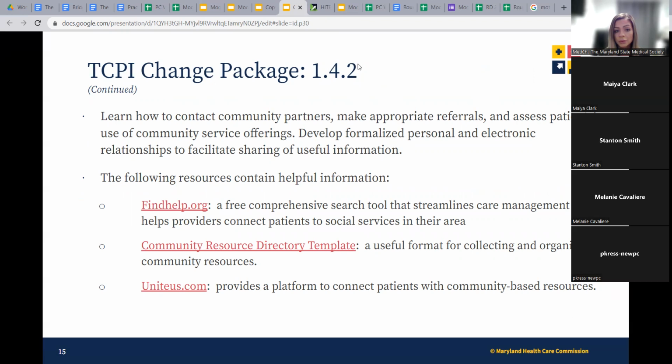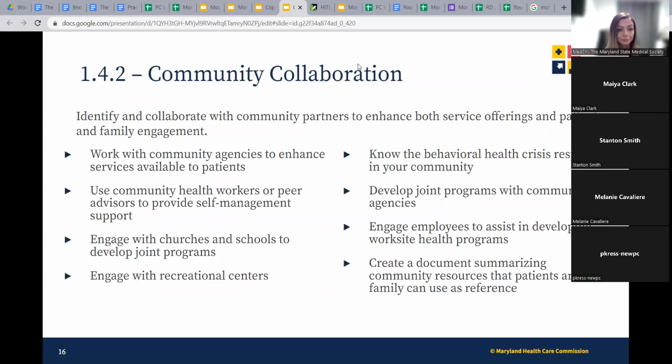And there are 3 resources included on this slide. The Findhelp.org search tool streamlines care management and helps providers connect patients to local social services. A community resources directory template for collecting and organizing community resources. And uniteus.com provides a platform to connect patients with community-based resources.